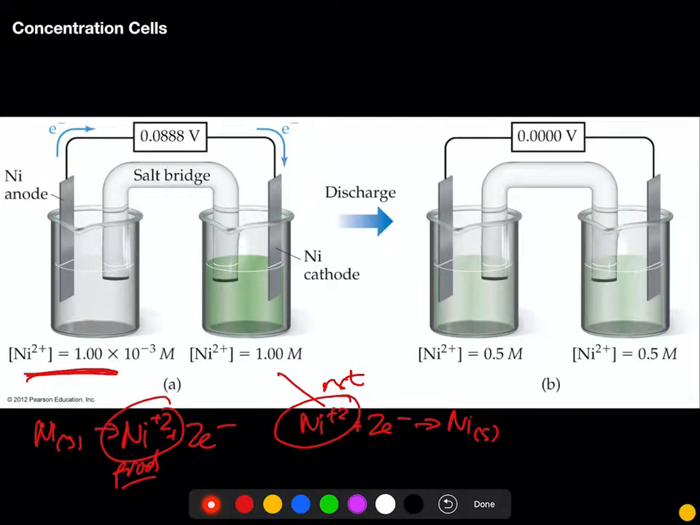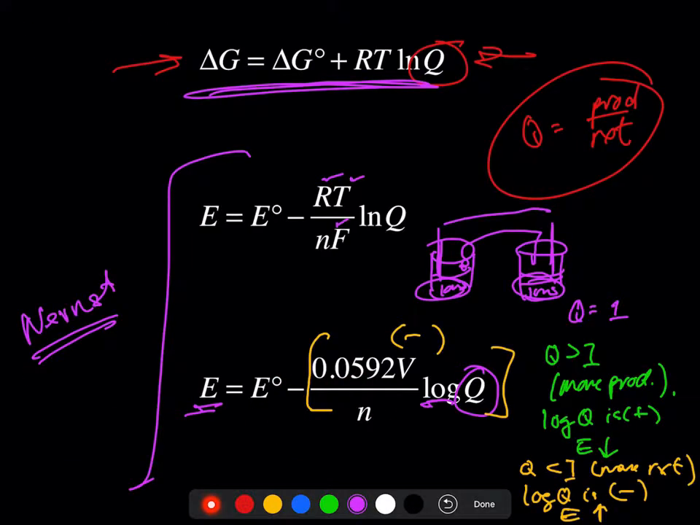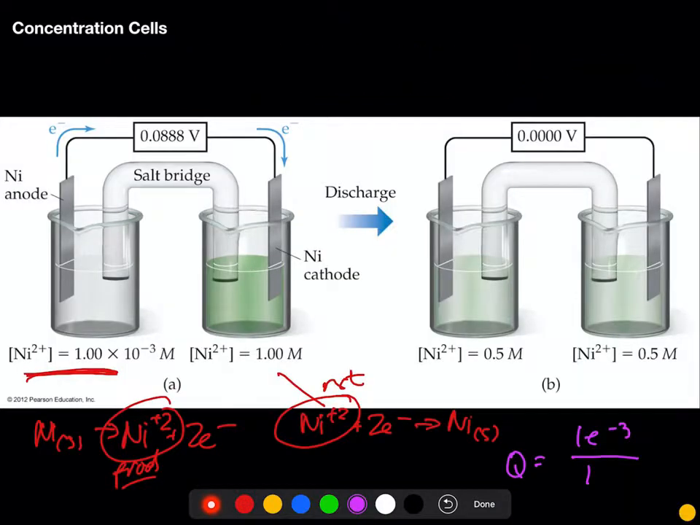So then if we look at what my Q is going to be, products, which is 1e negative 3, over my reactant, which is 1, which means that my Q value is less than 1. Going back to my Nernst equation, we are in the scenario where we are going to push the reaction forward, which is why we get our electrons to flow until we reach a point where my concentration of ions are equal. And once my concentration of ions are equal, then we go back to our E naught, which is 0, which means no net flow of electrons.